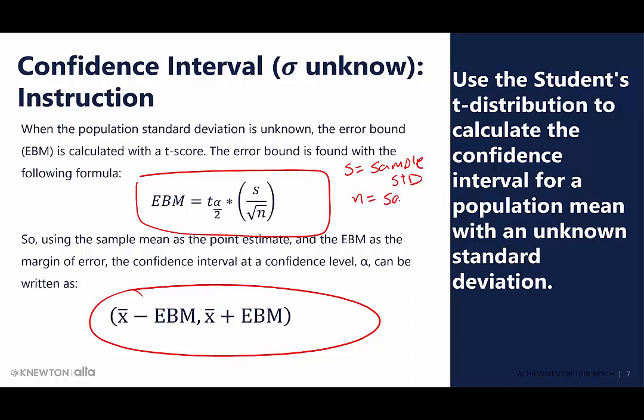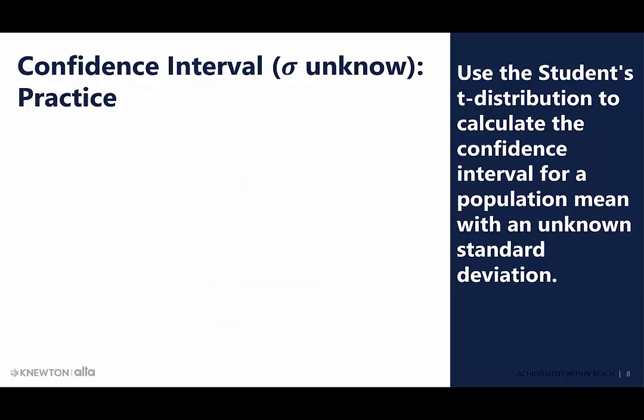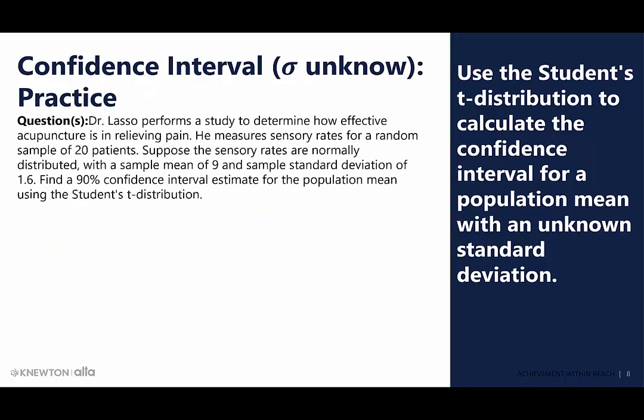Okay, so if you go back and compare this formula to the formula from the last video, when we knew the population standard deviation, it was z alpha over 2 times sigma over the square root of n. So all we did was replace the z with t and the population standard deviation with the sample standard deviation. Okay, we'll do a couple quick examples of those, and that should wrap this up.